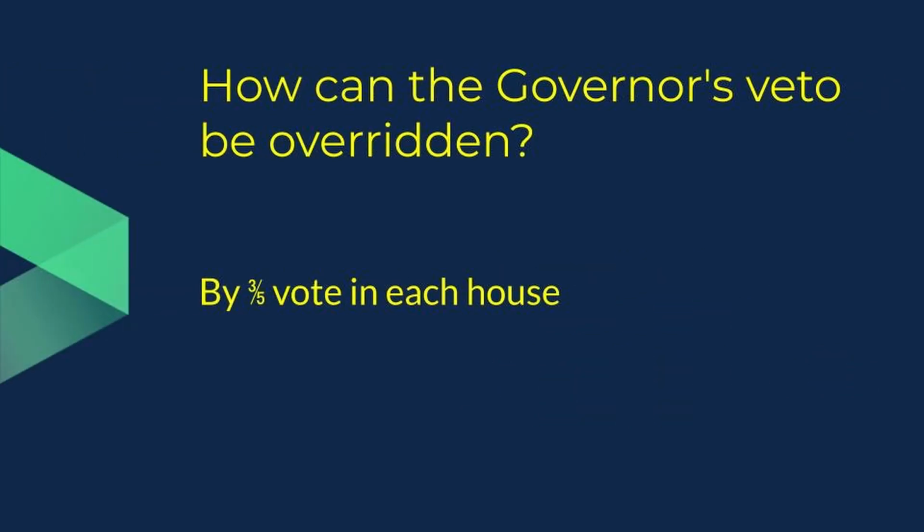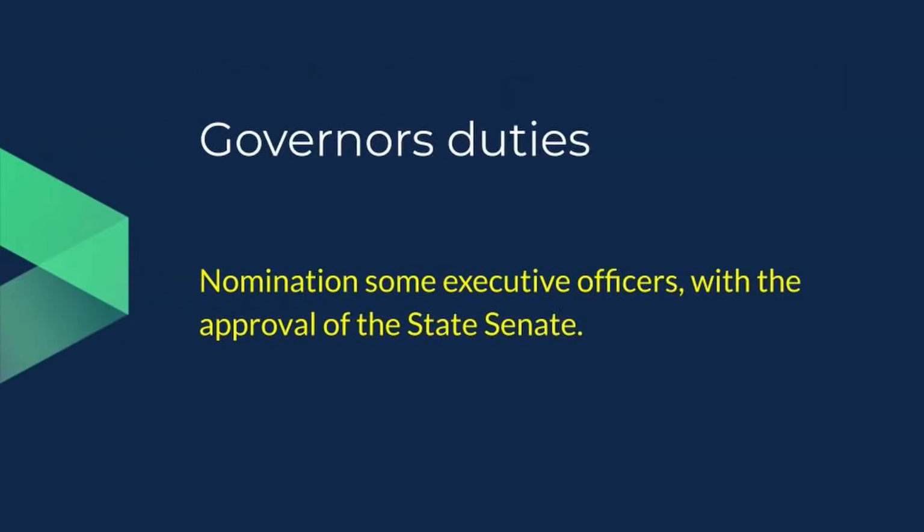How can the governor's veto be overridden? By 3/5 vote in each house. Governor's duties. Nomination of some executive officers with the approval of the state Senate.